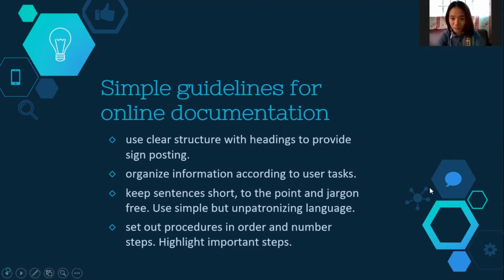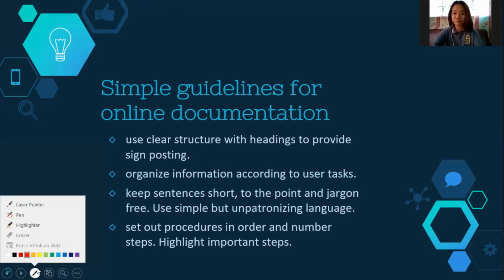Fourth is set out procedures in order and number the steps, highlighting important steps. This makes an easily understood plan. A task is easier to understand when it is sequential, or in order. Highlighting is also good because it helps us decide what to read by selecting what is important.